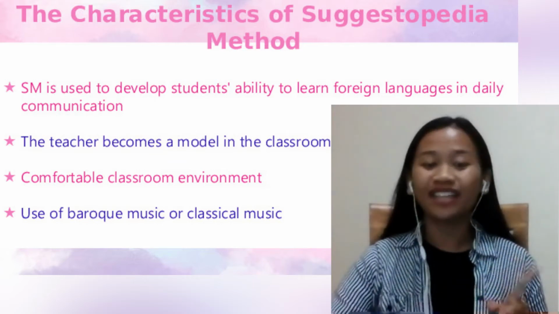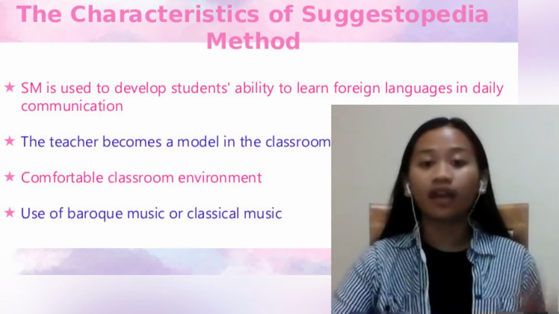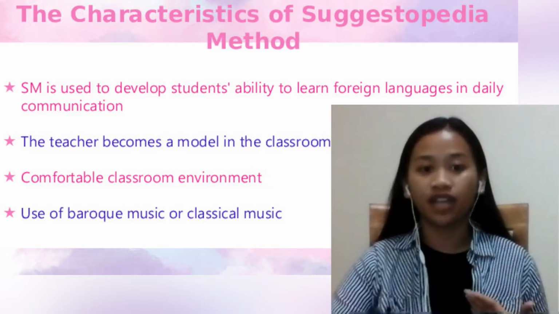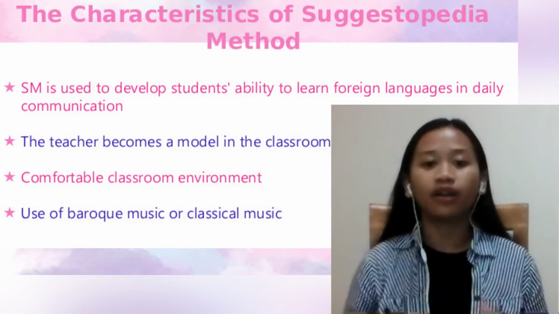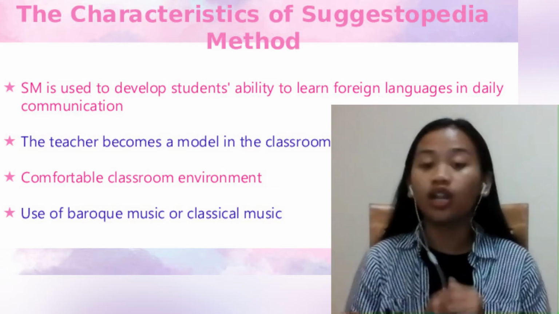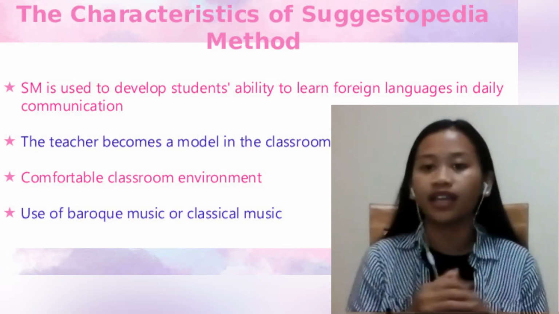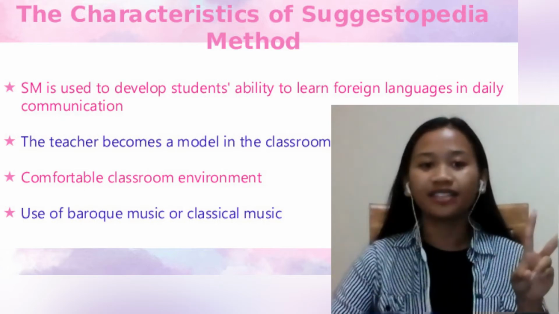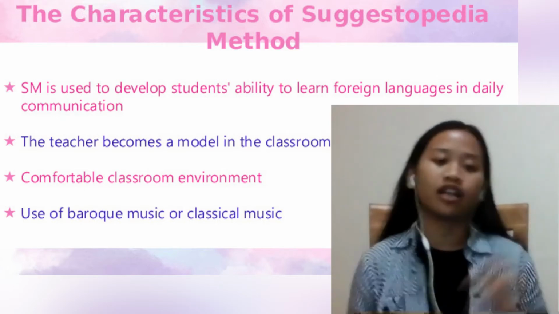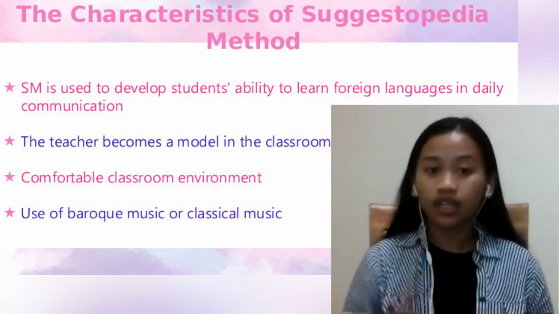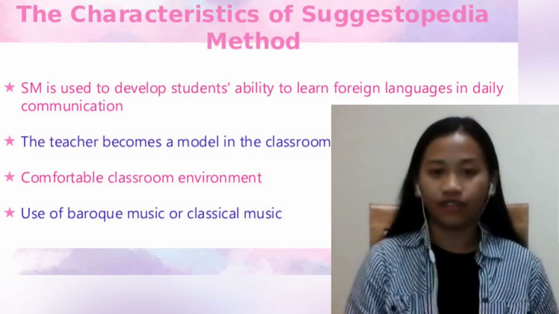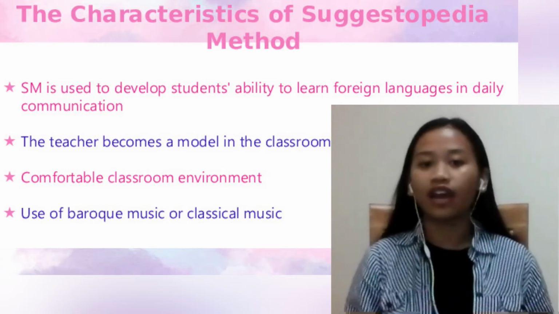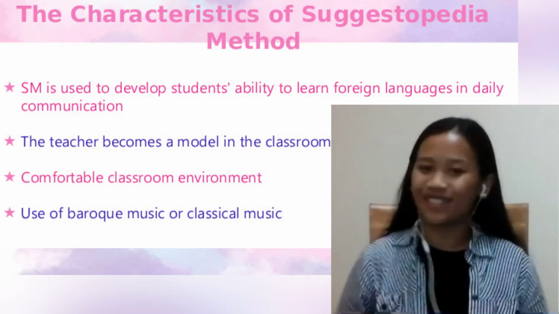So the first one is to develop students' ability to learn a foreign language for daily communication. So all students are required to be able to learn easily in communicating in their daily life. And then the second one is that the teacher becomes a model in the classroom. For this reason, classes are communicative. The students must trust and respect their teacher because the teacher has authority in the classroom.